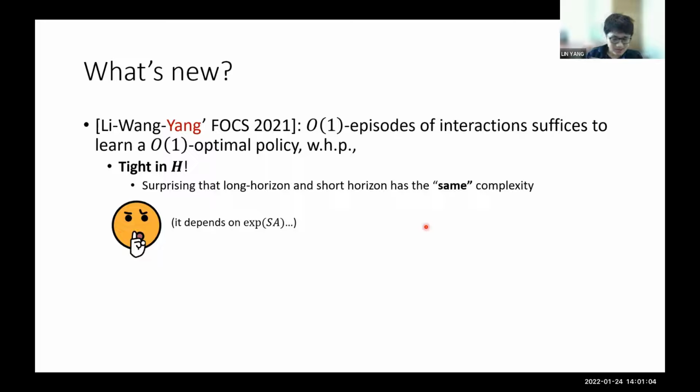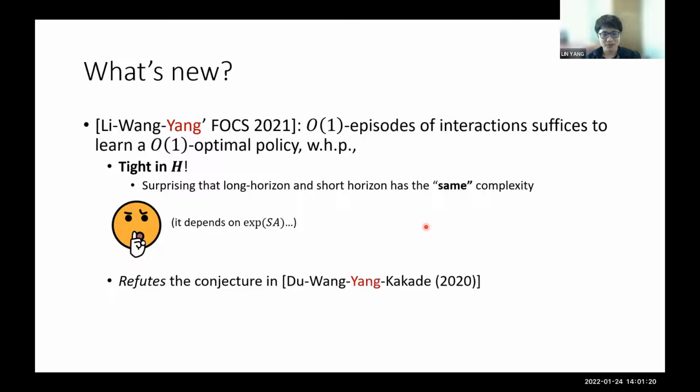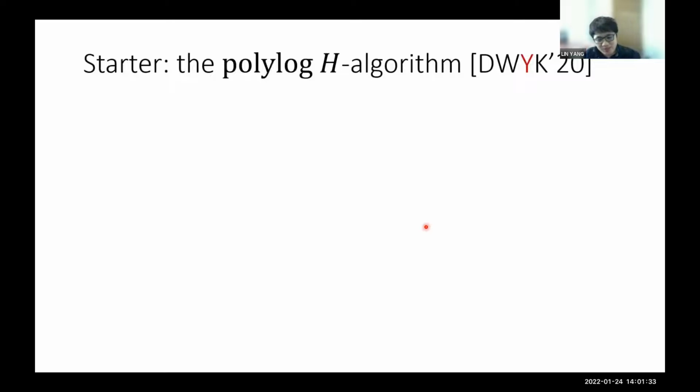Of course, this algorithm still has a very bad dependence on the state and action pairs. For instance, it's exponentially dependent on the state action pairs, which we leave as an open question to resolve for future researchers. Okay, this actually refutes our own conjecture in our 2020 paper. At that time we thought that polylog H dependence is necessary, but it turns out it's not. Okay, all right. So in order to tell you more details about the algorithm, I would like to tell you a simple algorithm that we had in the previous paper, where we got the log H dependence.